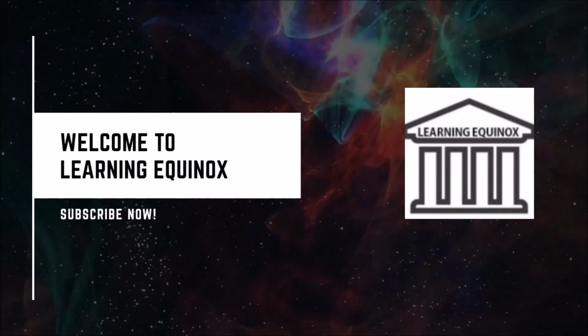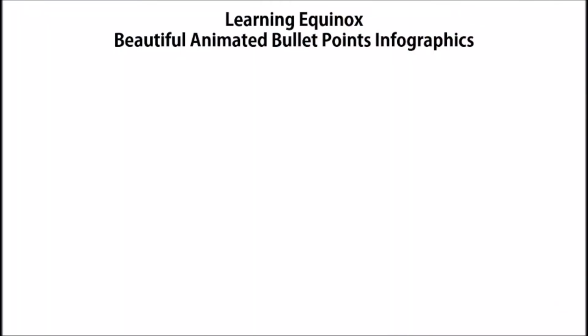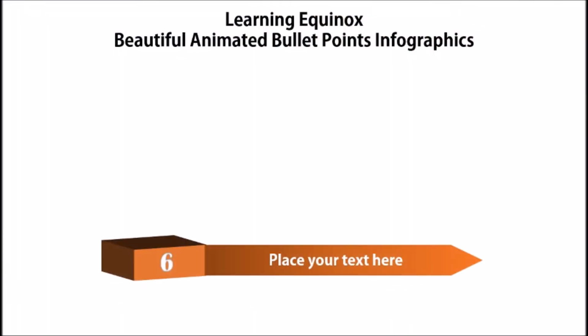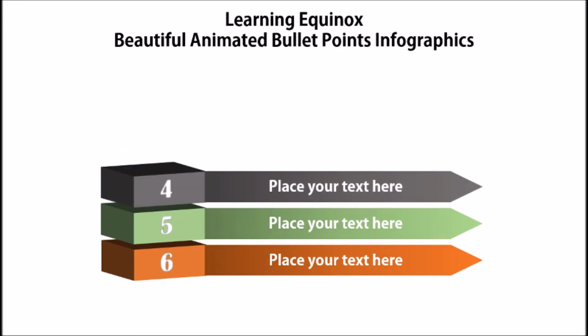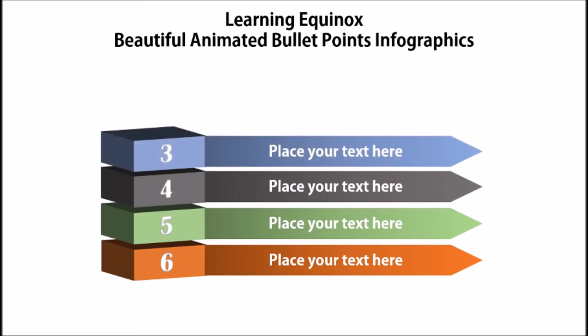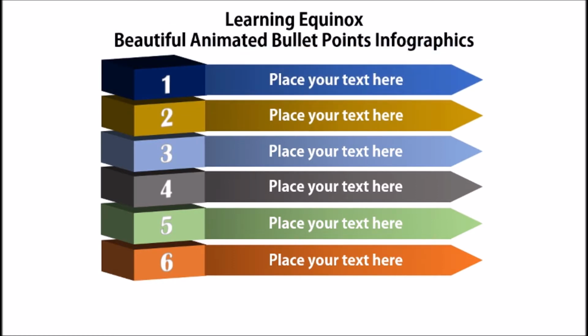Welcome to Learning Equinox. In our video today on PowerPoint presentation, we shall learn how to make this beautiful animated bullet points infographic. So you see point number 6 comes from below, then above that comes point number 5, then you have point 4 coming, then the third point, the second and the first. Now, isn't this very beautiful to grab your audience's attention? If you want to understand how to make this infographic, then do watch this video right till the end.